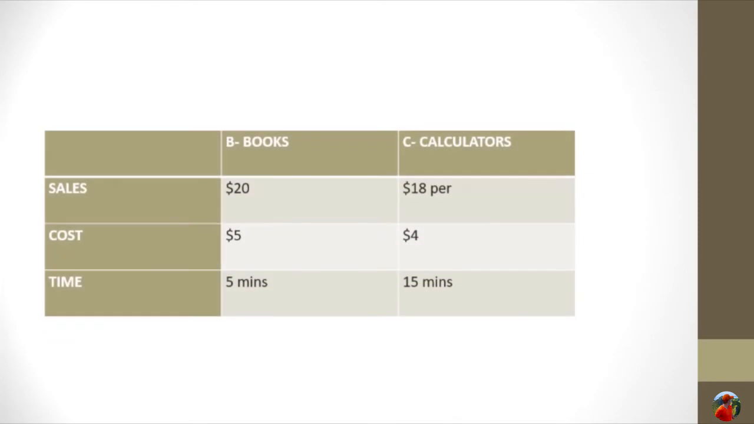What I'm going to do is make a table so I can organize all the information that's presented in this problem. First is the sales, next is the cost, and last is the time, the time it takes to manufacture the items. There are two items, the books and the calculators. And I'm going to use B for the books and C for the calculators.